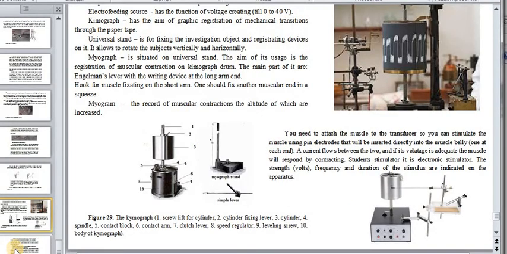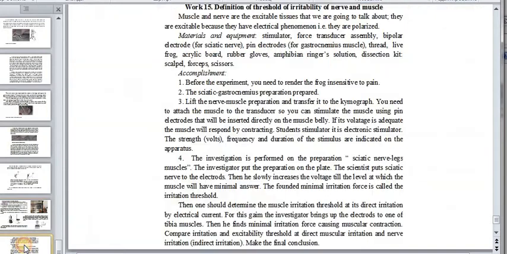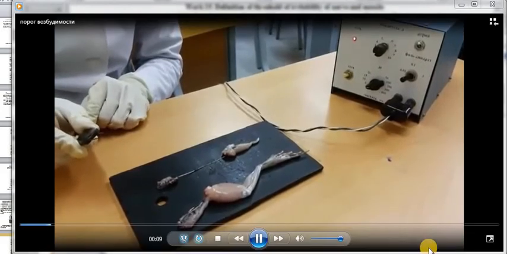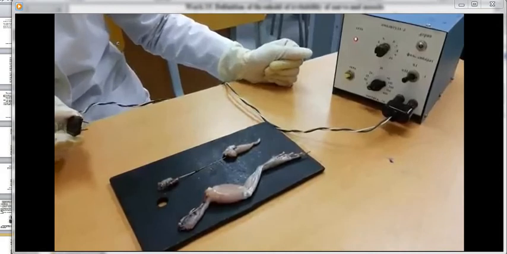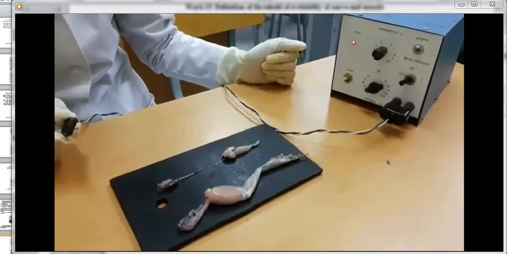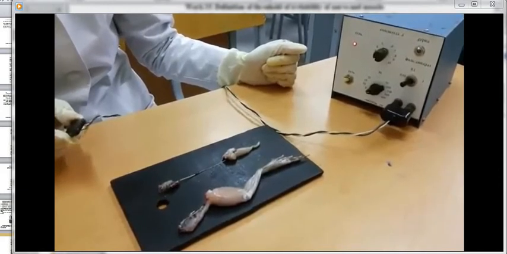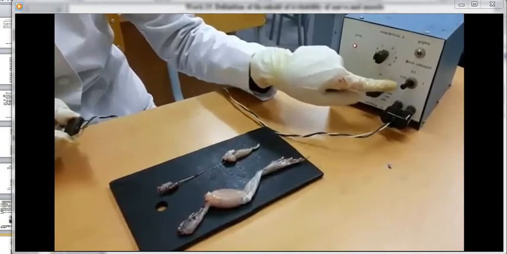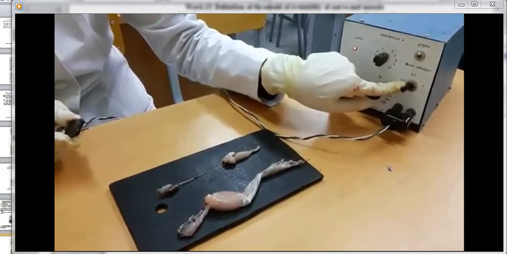So after that we need to discuss how quickly tissue can react to irritation, and the irritability of nerve and muscle. Let's see the video. We will use electricity for this process, and in the text of our practical book, I ask you to read this information about equipment which we can use in our lab works.